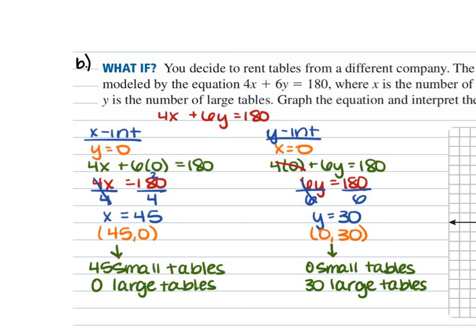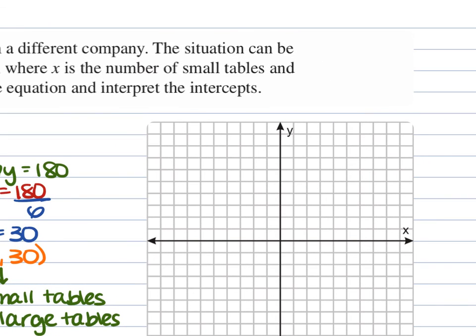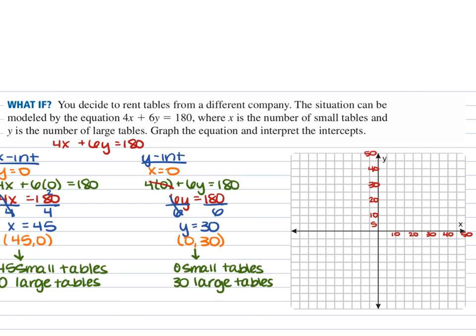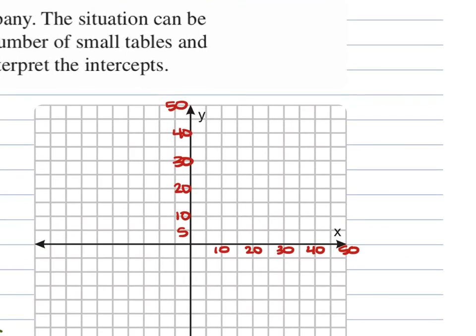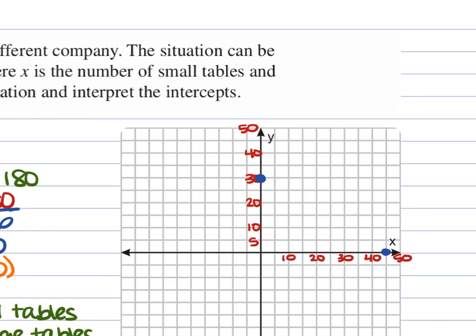So I see here that my values are by 5s. I have 45, I have 30. So I could do each of these by 5. So this would be 5, 10, 15, 20, 25, 30, then 40, then 50. Same thing with the bottom: 5, 10, 15, 20, 25, 30, 35, 40, 45, 50. So if I was to graph these ordered pairs, I have 45, 0 on my x-axis, and then the 0, 30 is on my y-axis right here. And once again, you don't have a negative number of tables or people that you're working with, so we would just connect these 2 points.